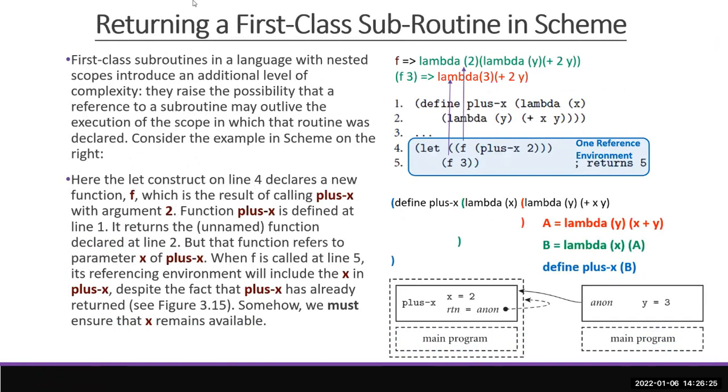Okay, so here we do have the subroutine call for Scheme, and that's the first-class calling. Here we define plus x as a lambda x, and then a lambda y, plus x y. This is a definition of your lambda function, and the function name is called plus x. Plus x is defined by this lambda expression.